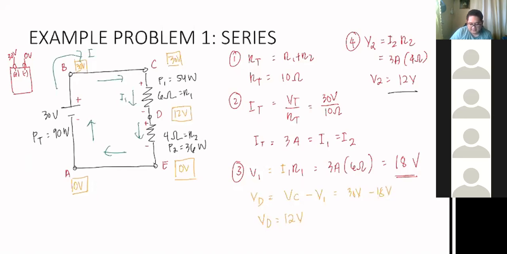Okay? So, paano mo malalaman kung tama? Dapat yung total power mo is equivalent dun sa summation ng power mo dun sa loob. Okay? So, 90 watts equals to 54 watts plus 36 watts. So, 90 watts, 90 watts. So, correct. Okay? So, ngayon, na-define na natin lahat ng property na kailangan natin para dun sa series circuit natin.